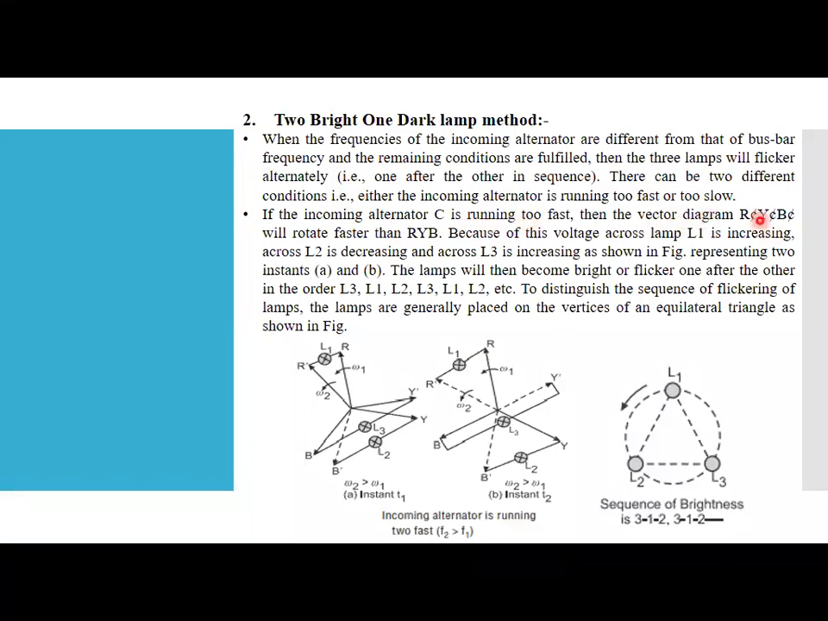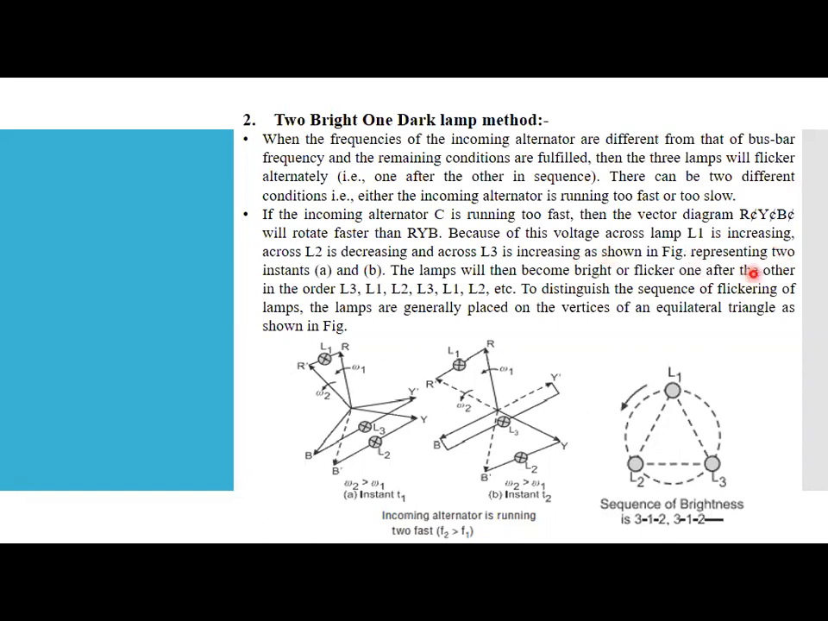Then the vector diagram R dash, Y dash, B dash will rotate faster than RYB. So R dash, Y dash and B dash are faster than RYB, so they are ahead. Because of this, the voltage across lamp 1 is increased, the voltage across L2 is decreased, and again the voltage across L3 is increased. So the voltage across L1 and L3 is increased, but the voltage across L2 is decreased in this case.